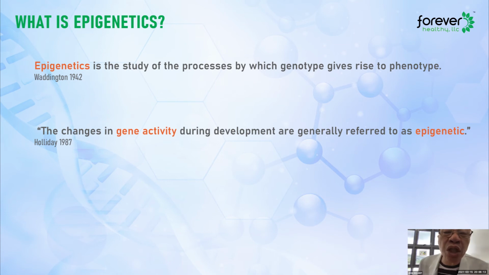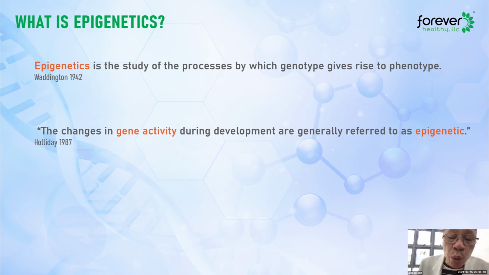The phenotype is changed in order for us to survive. The changes in gene activity during development are actually underscored by epigenetic factors. So when we are still in the womb of the mother and we develop the parts of our body, that development is actually a function of the epigenetic factors.